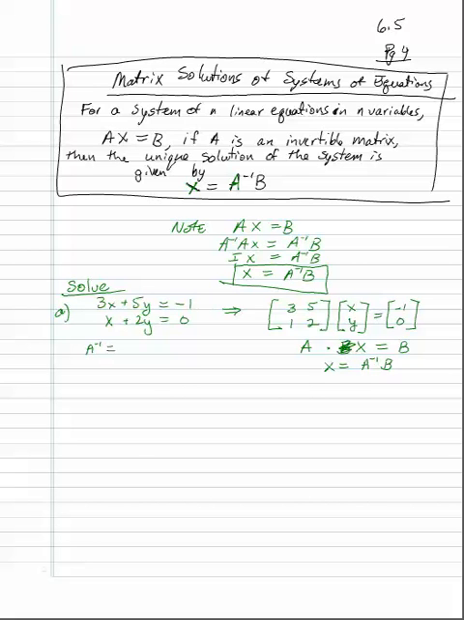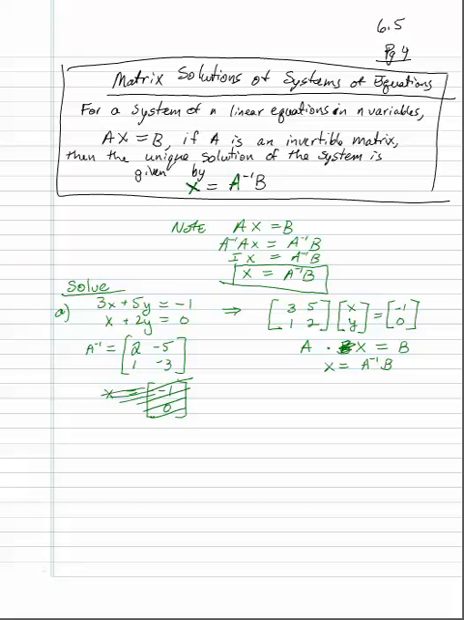A inverse is going to be equal to, let me look on my other page here, 2, negative 5, negative 1, 3. Double check that. Yep. So to solve this matrix, then X is going to be equal to B times A inverse. Oh, I did it backwards. It's A inverse times B. So it's important that you do it in the right order.